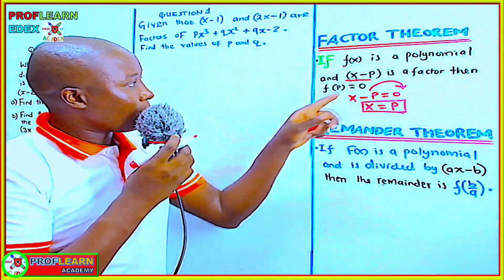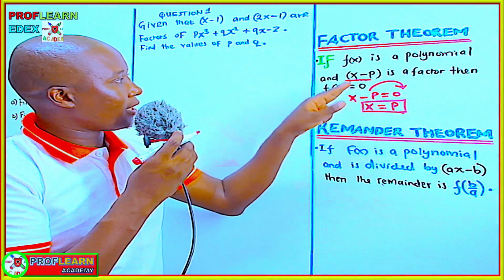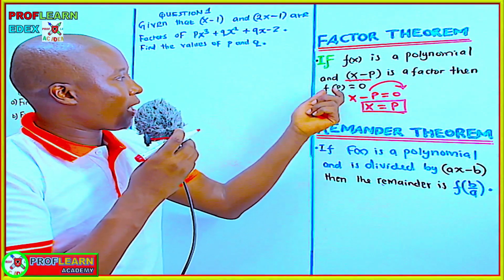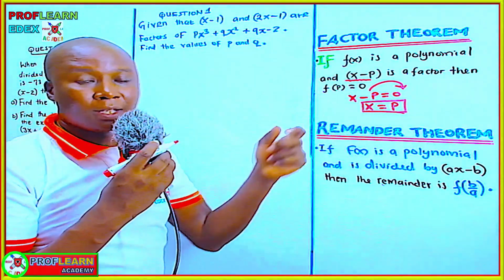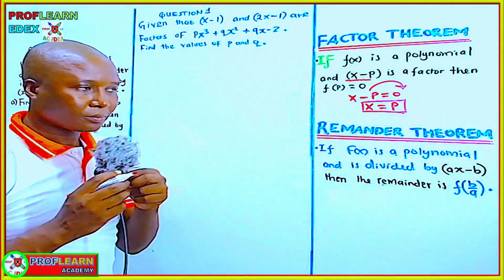So meaning that if you feed that x is equal to p into the polynomial such that anywhere you have x you replace p, then you are going to get the answer equal to 0.